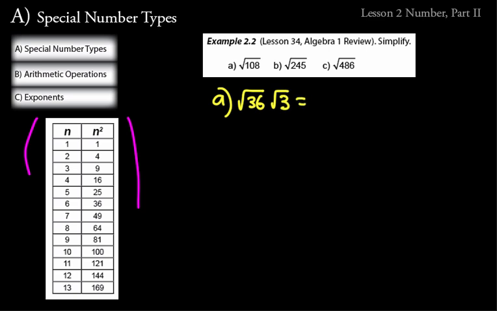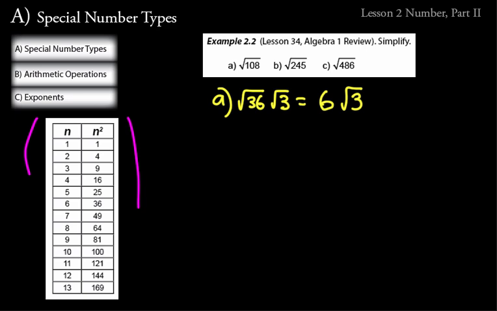The square root of 36 is 6. So you get 6 times the square root of 3. So we factor that into two factors, square root of 36, square root of 3. One of those factors, we know what the square root is.